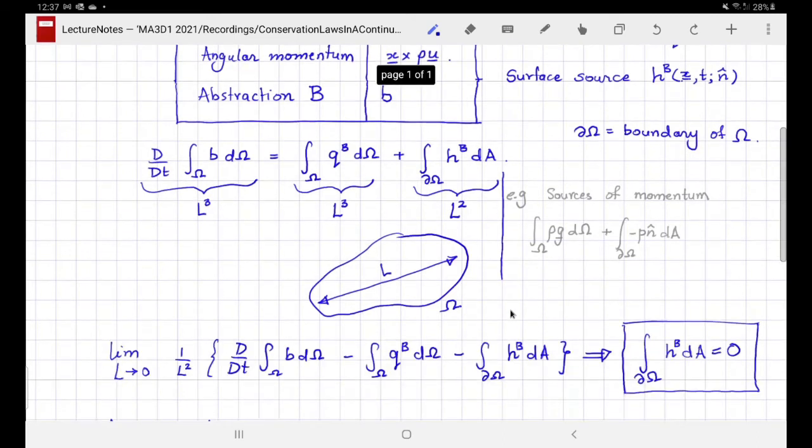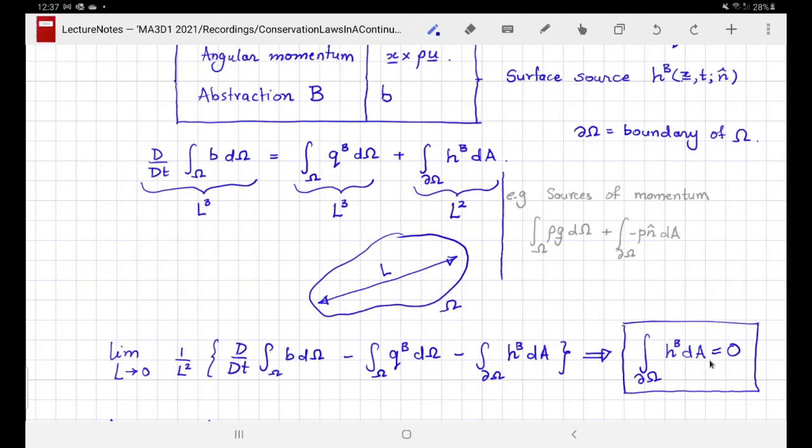And therefore, the mathematically rigorous way of saying it would be, if you consider the limit as L goes to zero, of 1 over L squared times this equation, if you take all the terms on the left hand side, then you will note that the first term being proportional to L cubed will vanish. The second term proportional to L cubed will also vanish. And you will be left with just the surface source term. So this result says that for any infinitesimal volume, the surface source must always integrate to zero, which means the net contribution from a surface source on any closed surface should vanish.